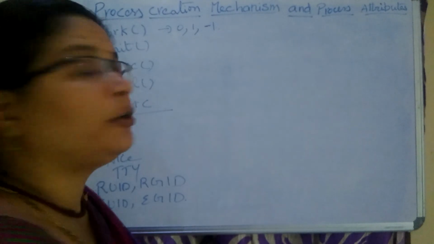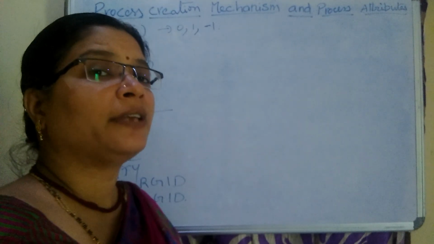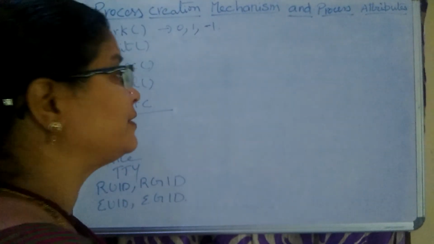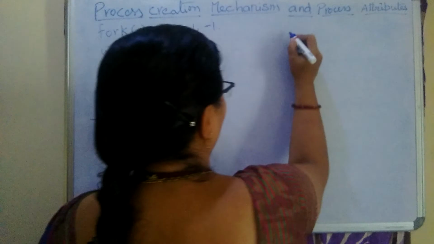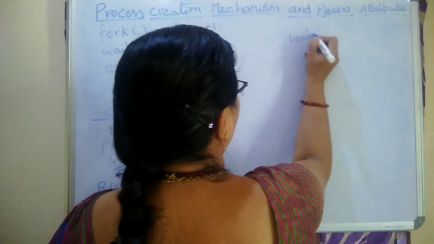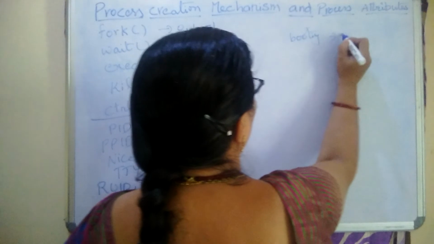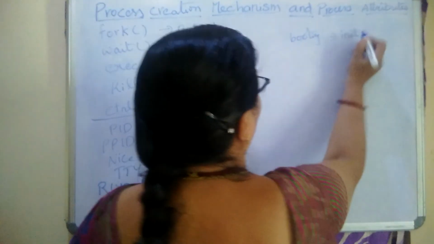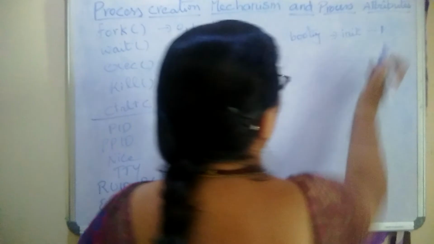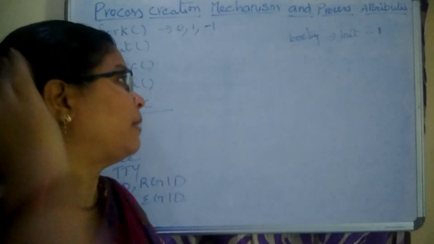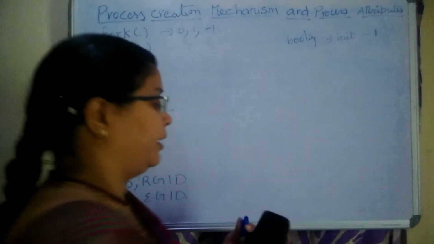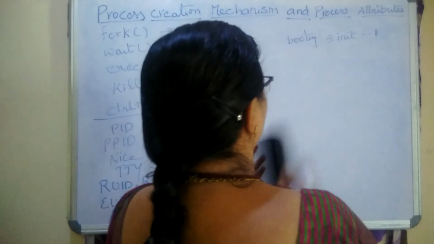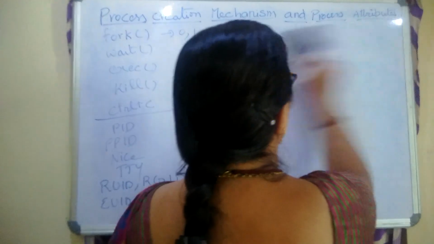Okay, now we are going to see what is the process creation mechanism, how a process can get created. While booting the system, a process called the init process is created, as we already discussed. The value of the init process is number 1. Next, we can create a new process with the help of the fork system call.